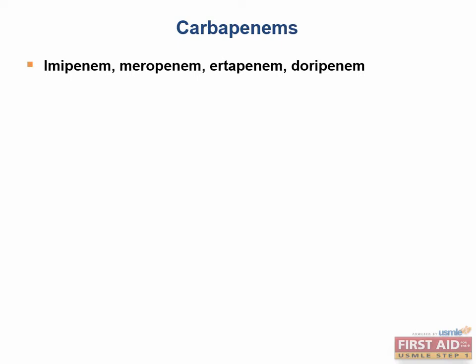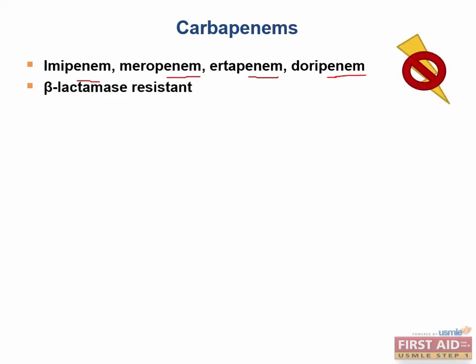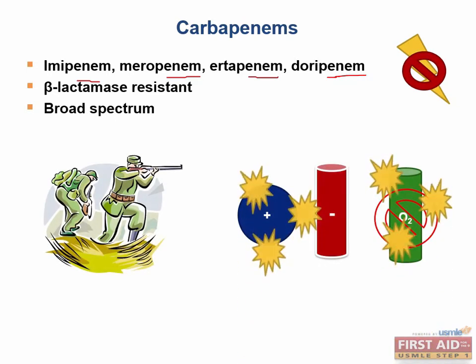The carbapenems are the drugs that end in -enem. They include imipenem, meropenem, ertapenem, and doripenem. These are beta-lactam drugs that are resistant to beta-lactamase enzymes. These are powerful drugs with a very broad spectrum. Remember our army guys? They have activity against gram-positive organisms, gram-negative organisms, and anaerobic organisms.